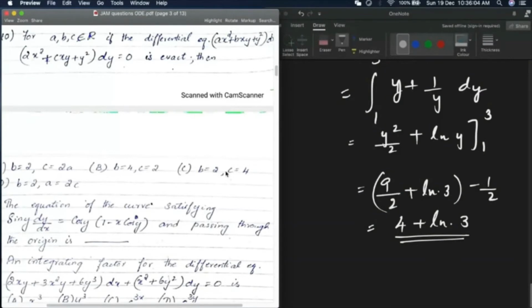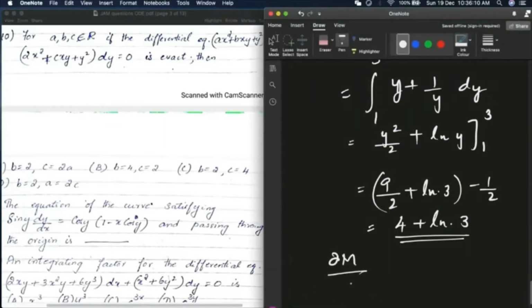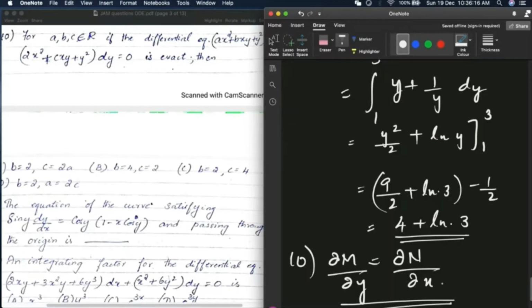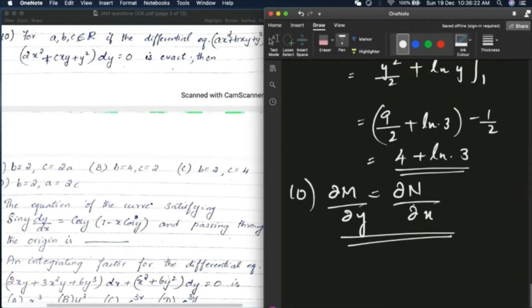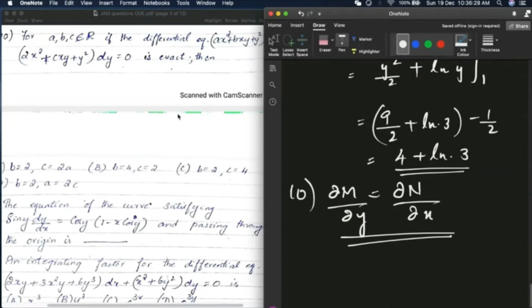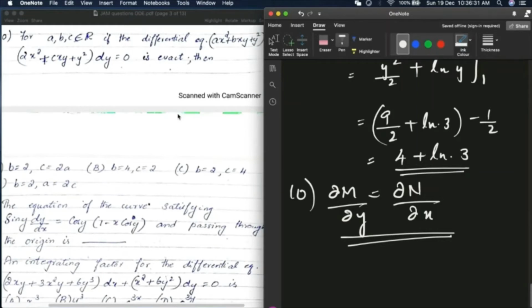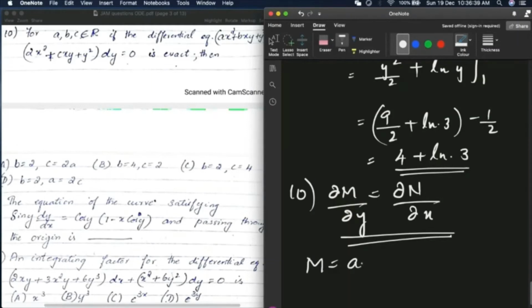You have to just use the condition dou M by dou y is equal to dou N by dou x. This is the condition that you have to check. Always write it in the standard form. Don't miss out the negative number. This is where normally mistakes come. M is ax square plus bxy plus y square and N is equal to 2x square plus cxy plus y square.